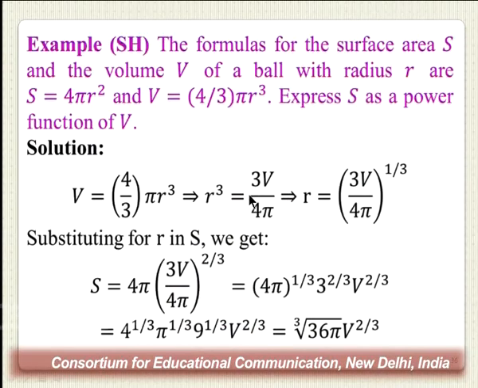But before I end, let me quickly do this particular example, and this is from the textbook, Sater and Hammond. In fact, you can even work on this on your own. This says that the formulas for the surface area S and the volume V of a ball with radius r are: the surface area is given by 4 pi r squared, and the volume is given by 4/3 pi r cubed. So this question is asking you to express the surface area as a power function of V. So I've done this here.